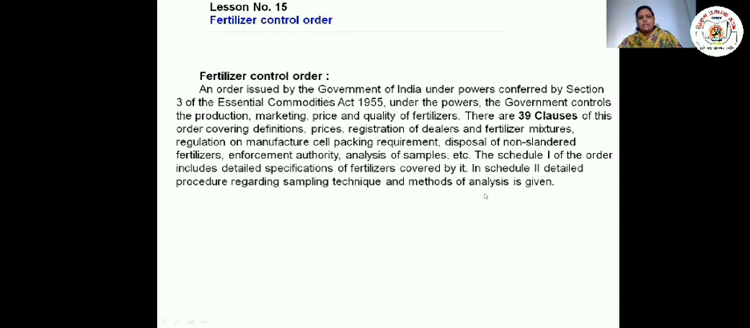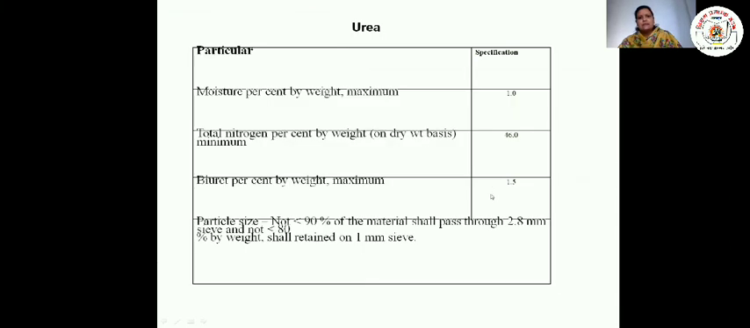In schedule second, detailed procedure regarding the sampling technique and method of analysis is given. Here, about the urea, moisture percent by weight, the maximum specification is 1. The total nitrogen percent by weight on dry weight basis is 46. Biuret percent by weight 1.5. Then particle size: not less than 90% of material shall pass through the 2.8 mm sieve and not less than 80% shall be retained on the 1 mm sieve.